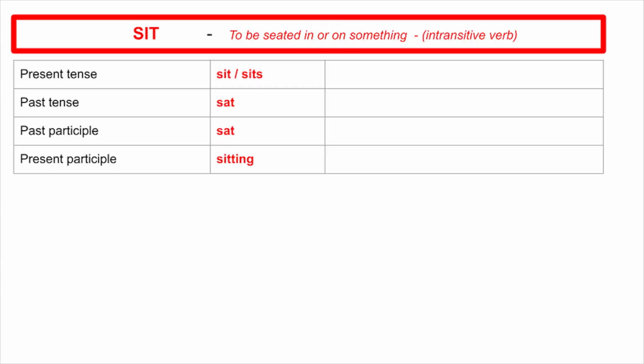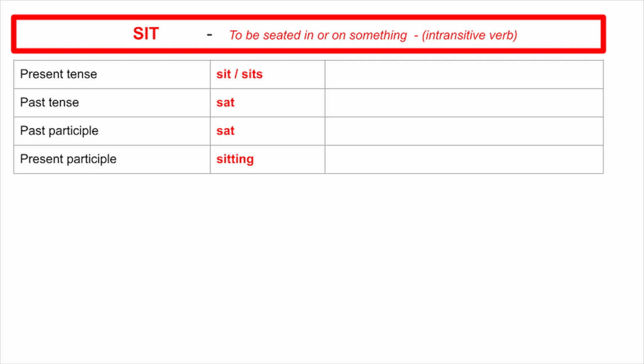Here are some examples in sentences using the verb forms of sit. Remember, sit means to be seated in or on something. It is an intransitive verb, which means it does not need an object to complete its meaning.